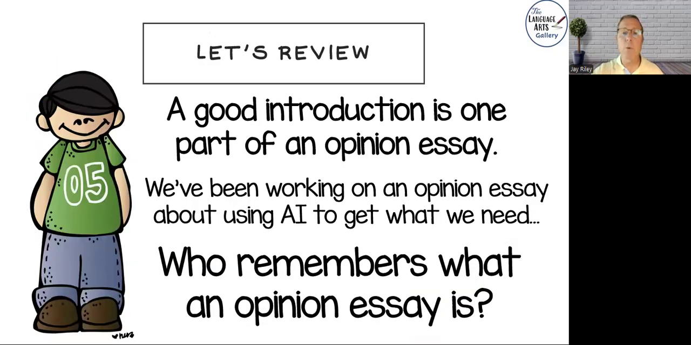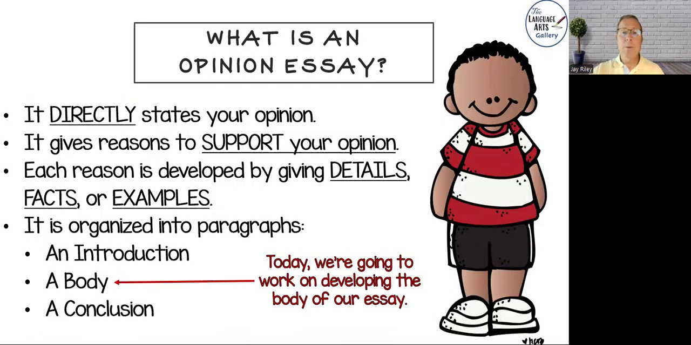So a good introduction is an important part of an opinion essay, but let's review the entirety of what this genre is all about. What is an opinion essay? And remember, we said our opinion essay is going to be about using AI to get what we need. So in an opinion essay, we want to directly state our opinion. And the word directly is really important because sometimes in different genres of writing and in different cultures, we don't want to be direct. We actually want to be indirect. But in an opinion essay, we want to make sure that we are direct.